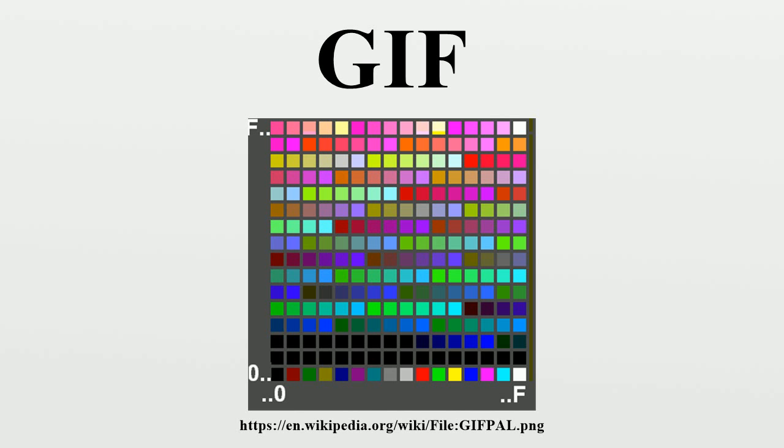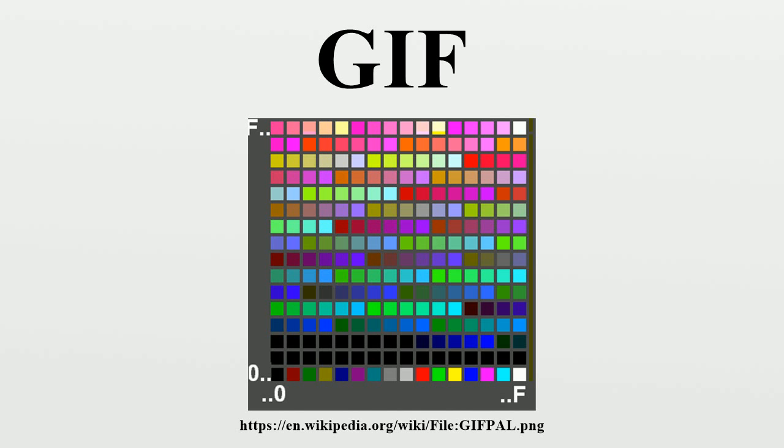An image starts with a fixed-length image descriptor, which may specify the presence and size of a local color table. The image data follows: 1 byte giving the bit width of the unencoded symbols, followed by a linked list of sub-blocks containing the LZW encoded data.